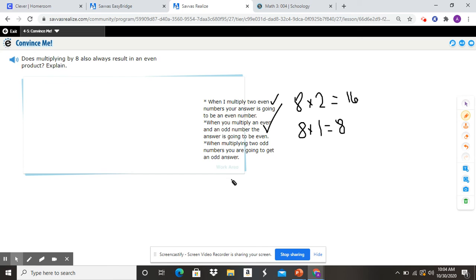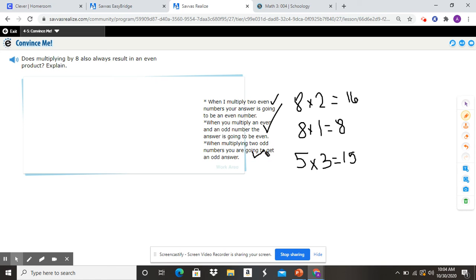Let's look at our very last one, our third one. So when multiplying two odd numbers, you're going to get an odd answer. So let's take 5 because 5 is an odd number. And let's multiply it by 3, another odd number, okay? So when I multiply 5 times 3, what's my answer? That's 5, 10, 15. So if I look at 15, in the ones place, I have a 5, and 5 is an odd number. So when multiplying two odd numbers, you are going to get an odd answer. So we checked that one, and it works.